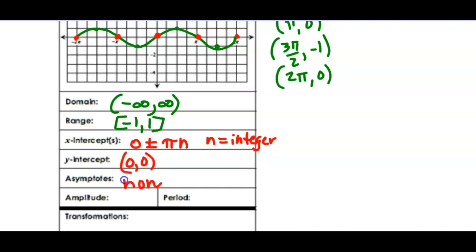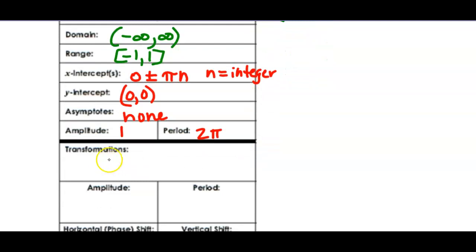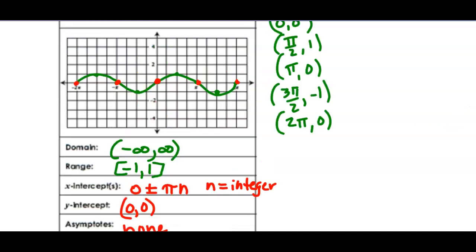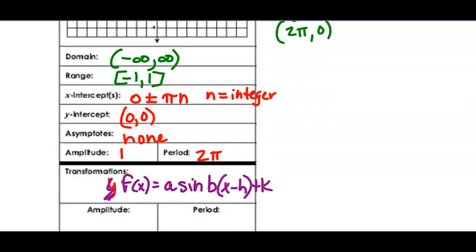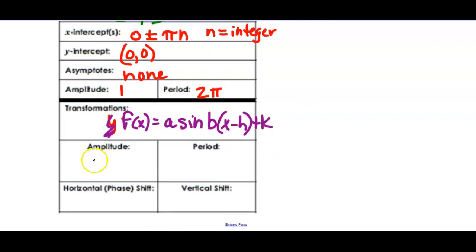Asymptotes, it has none. The amplitude is 1, the period is 2 pi. And when we have transformations, it will look like this: f of x equals a sine of b times (x minus h) plus k. That is what we're going to talk about this year, I think. Sometimes they use c and d there, but I like the h and k.